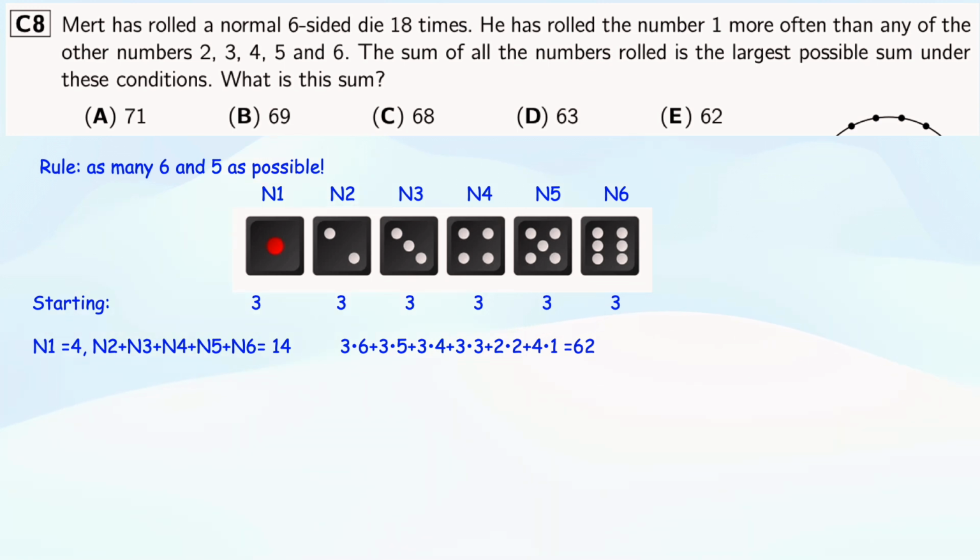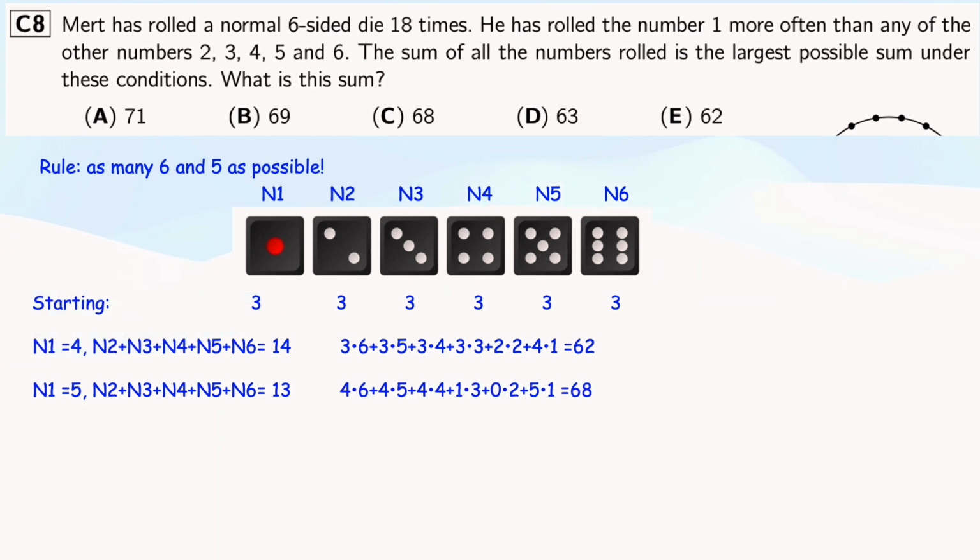Is this the largest possible sum? Let's continue, have a look at if n1 is equal to 5. Then the sum of the other occurrences is 13. So let's distribute the 13 to 6, 5 and 4, for example. Since n1 is equal to 5, the other possible is 4 times 6, 4 times 5 and 4 times 4, and only 1 time left for 3. So we add all of them together, we get 68. So it's bigger than 62 already.